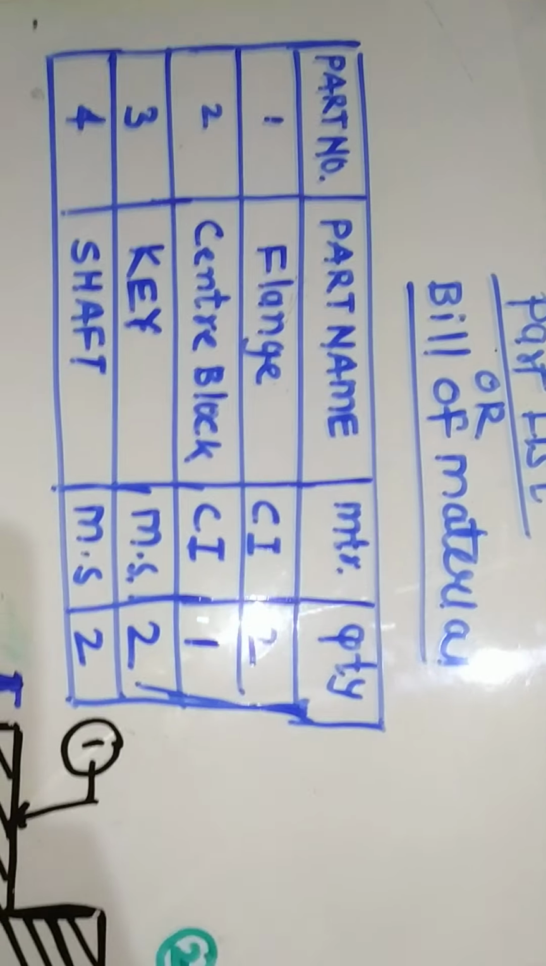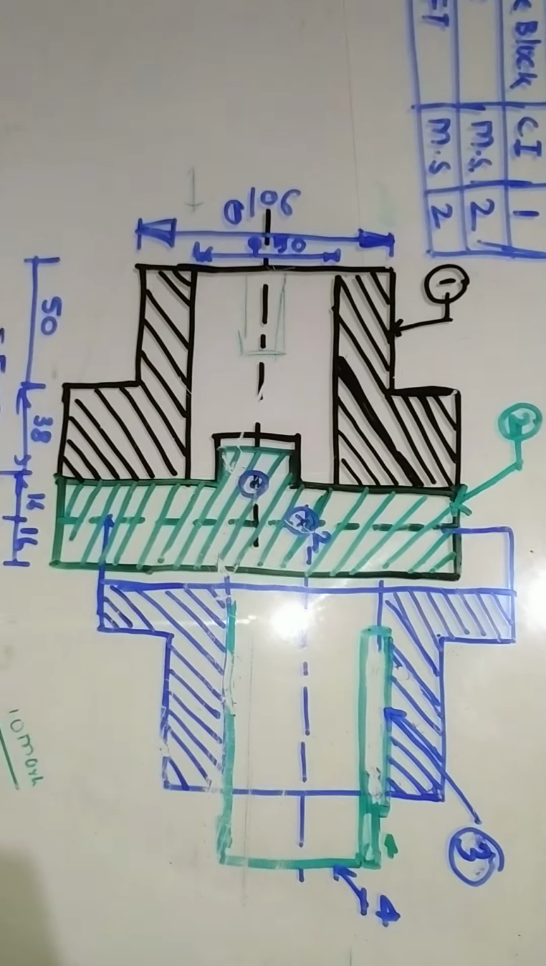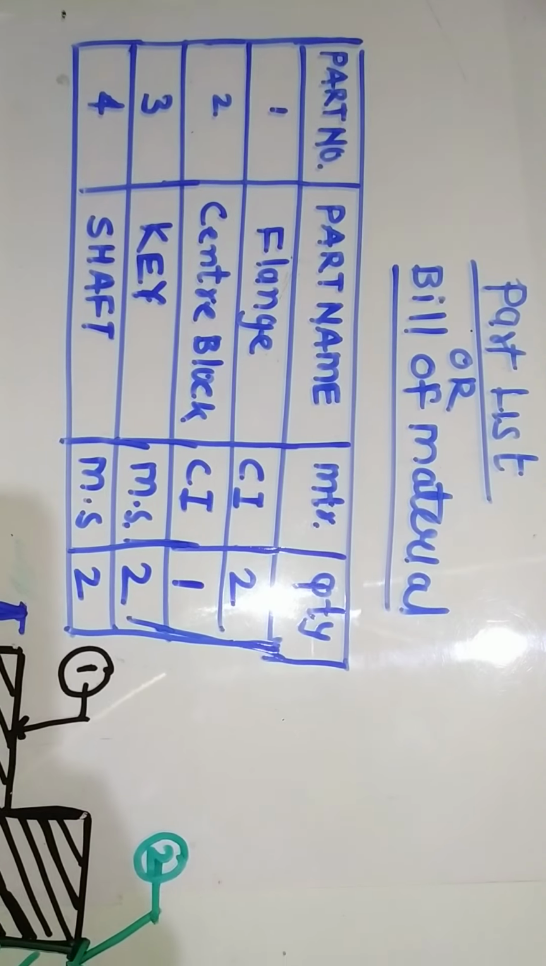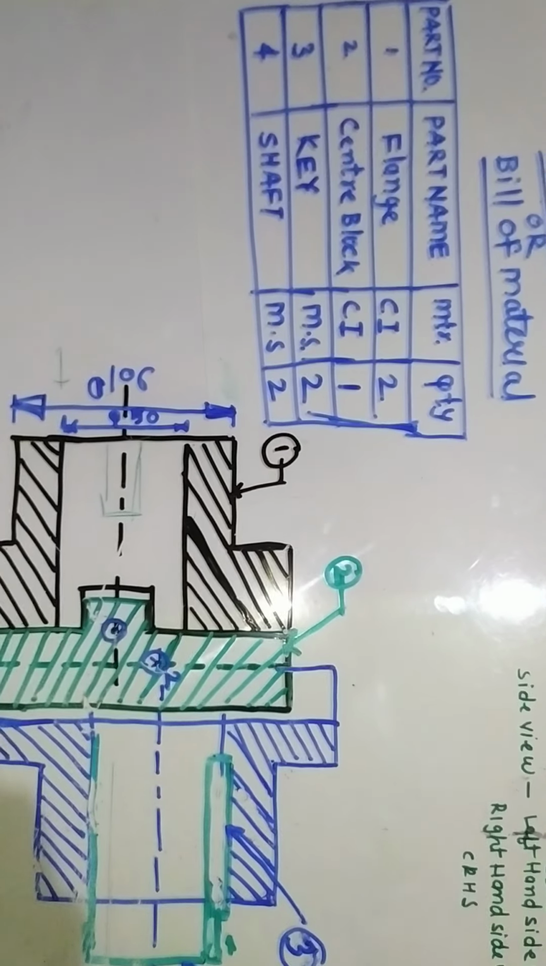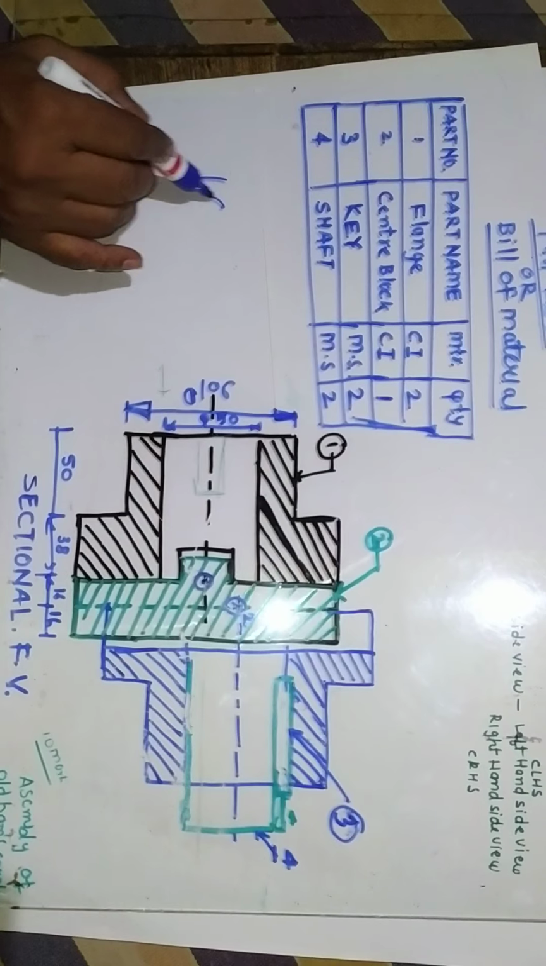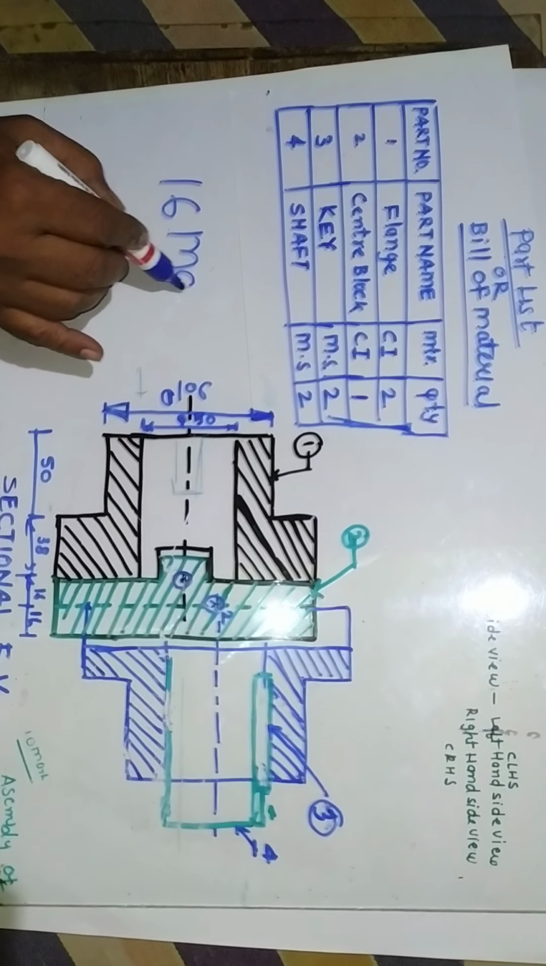Okay. In this way, we have completed the assembly of Oldham coupling, that is sectional front view, side view, and we have prepared the part list to obtain a total of 16 marks.